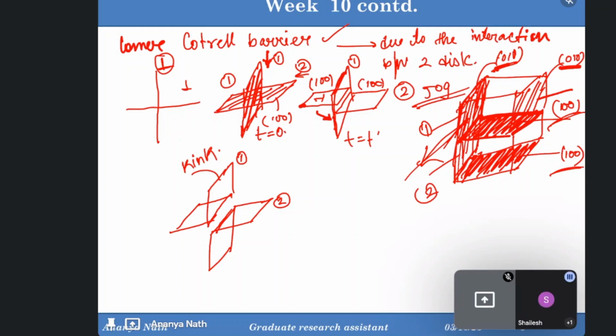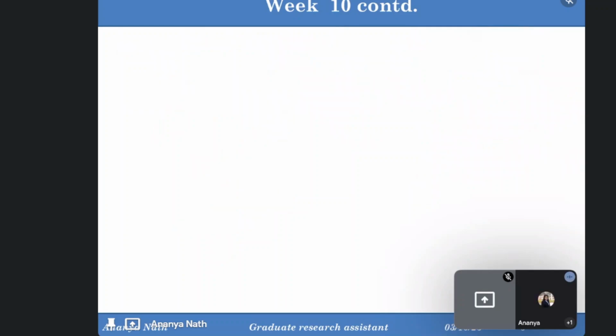Ma'am, I had confusion regarding the interaction of a screw and edge dislocation, and the interaction of two screw dislocations. If you want to see the real-time interaction, you have to watch some videos. I couldn't find time to find an animation and put it here, so I recommend you see a YouTube animation. Those are pretty much available on YouTube, but still I'll try to explain.